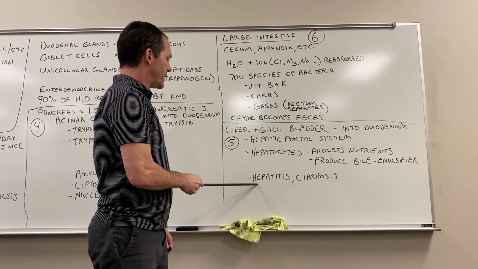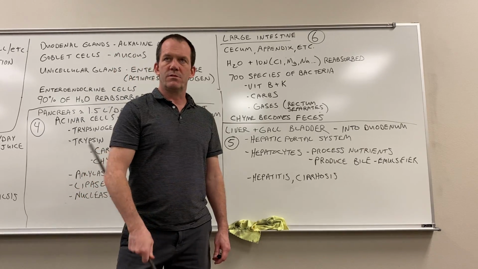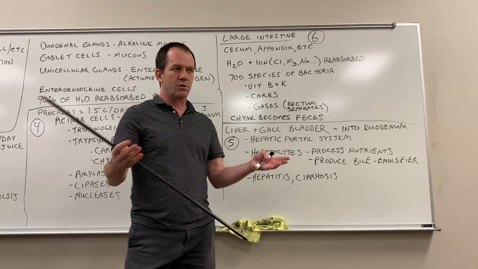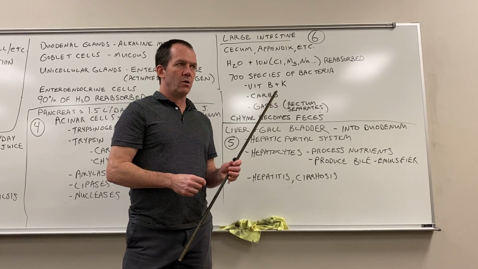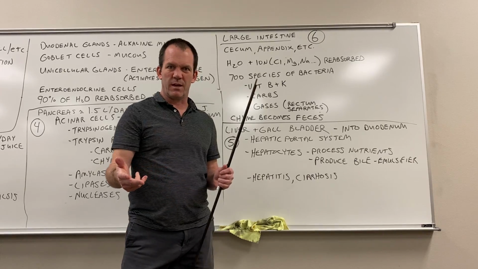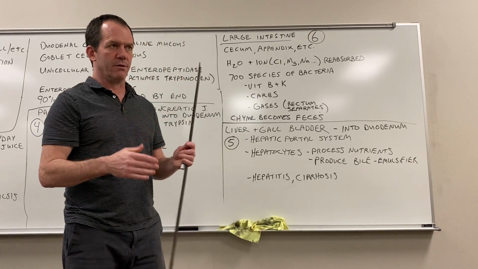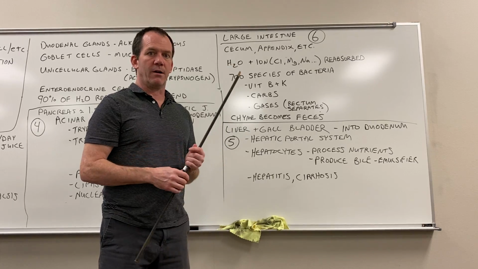A couple of things that can go wrong with your liver. Hepatitis is any liver swelling, but the one that you usually hear about is viral. So you have hepatitis A and B and C, I think. They have different characteristics. But your liver, just like any other organ in your body, can be infected by viruses.